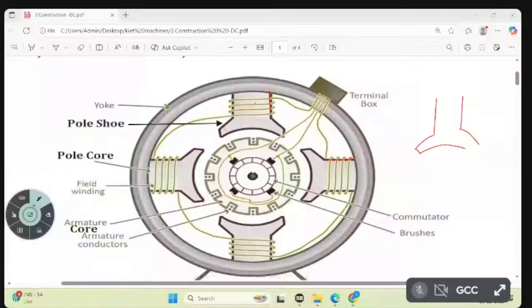So where are the conductors? The conductors are in the rotor, like this. What is the use of this pole shoe? I am telling. For example, there is no pole shoe. See here, there is no pole shoe. Only the pole is available, and the conductors are on the rotor. You only have the pole and the rotor.